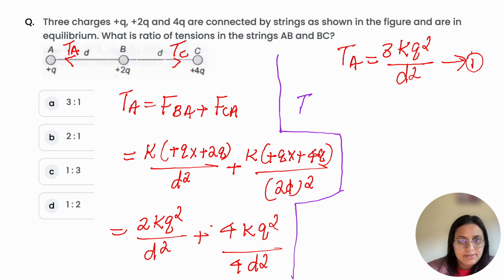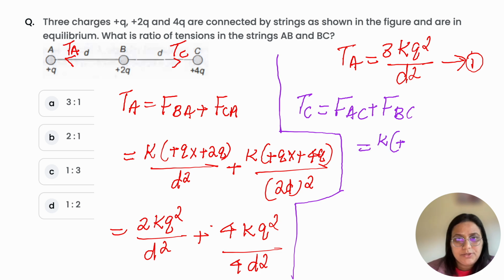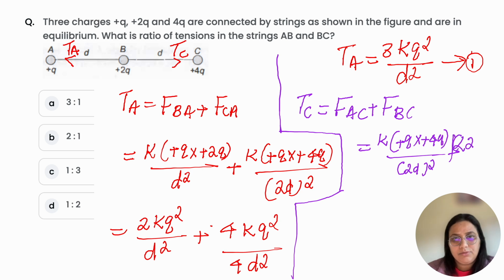Similarly, tension at C can be written as force due to AC plus force due to BC. So substitute the values. K into plus Q into plus 4Q divided by 2D whole square. That is the distance between A to C. Plus BC is K into 2Q into 4Q divided by D square.